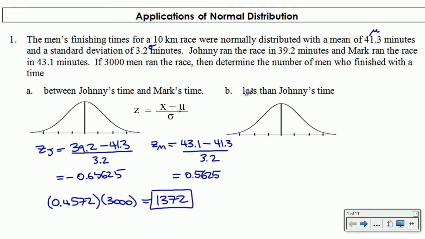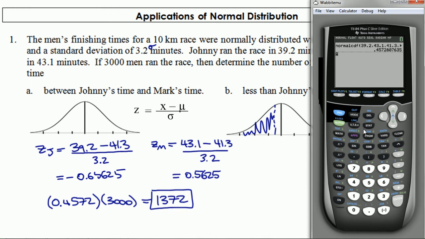So next we're going to figure out how many men had less than Johnny's time. Johnny had a time of 39.2, so we basically need to figure out what this area would be. So in our calculator we pull up normal CDF again. Oh, shoot. I pulled up normal PDF. So what I'm going to do is pick normal CDF, which I meant to do, and oh, that looks weird. So if we're going to proceed with this, we should probably just quit and restart.